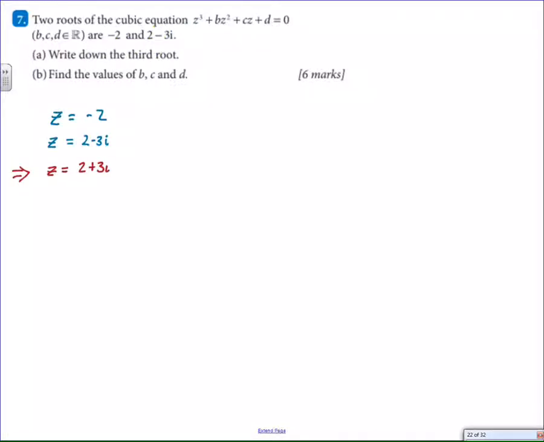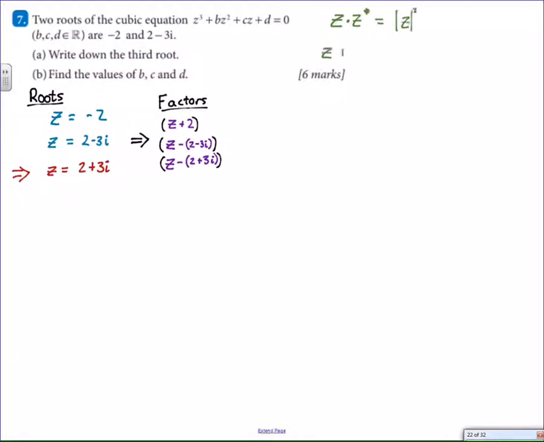So as simple as identifying the conjugate pairs, we have the 2 given roots plus a conjugate pair. We can convert those into factors, and we can start multiplying them out.